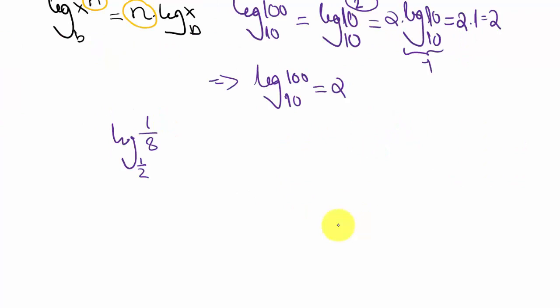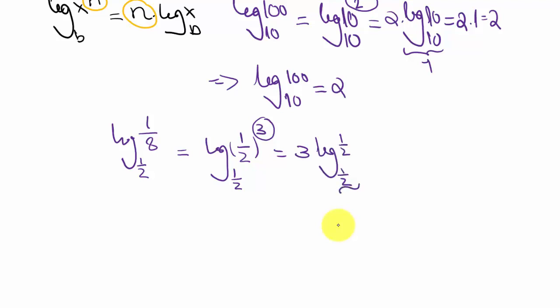Likewise, the log base 1/2 of 1/8 is equal to the log of 1/2 to the power of 3, with the base 1/2 remaining the same. Now we move this power to the front of the logarithm. This becomes 3 times log base 1/2 of 1/2. Now using the first property, this is 1. Actually, this is 3 times 1, which is equal to 3.